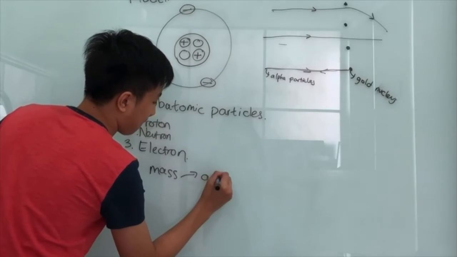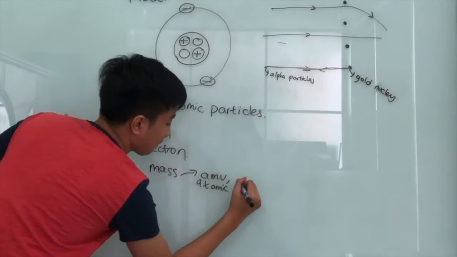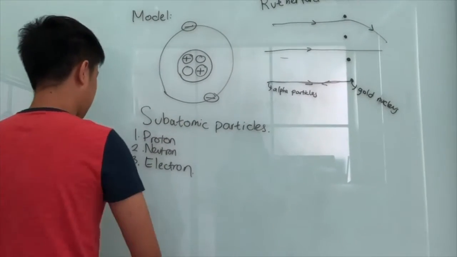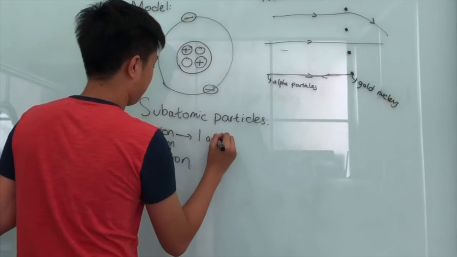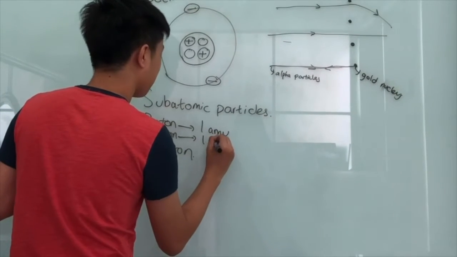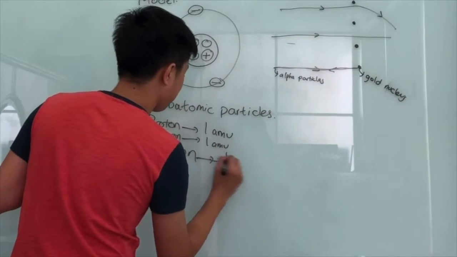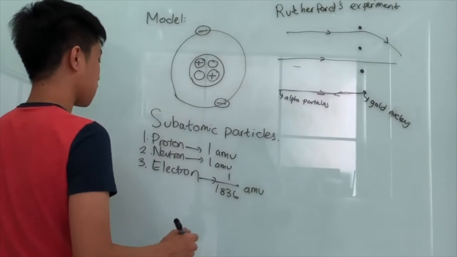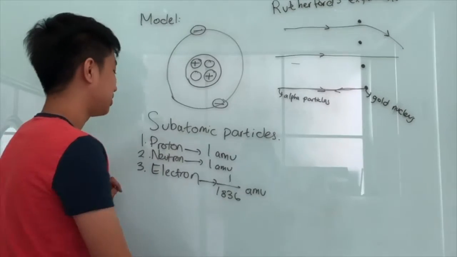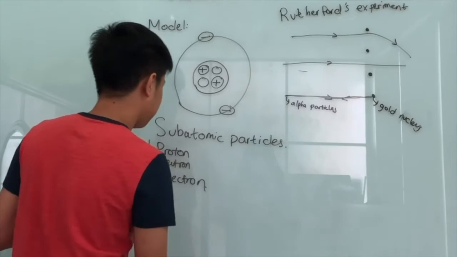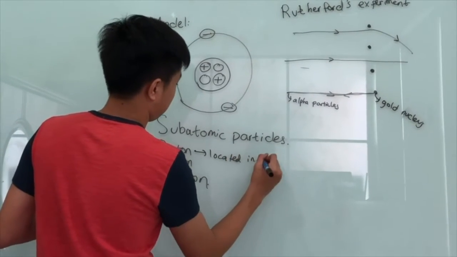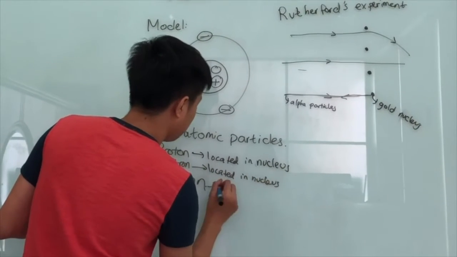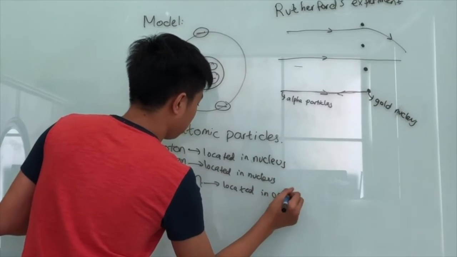The mass of these subatomic particles is measured in AMU, which is atomic mass unit. So the proton and neutron both have 1 AMU, while the electron has 1 per 1,836 AMU, which means that it's the smallest of the subatomic particles. As you can see in the diagram, the proton and the neutron are located in the nucleus, while the electron orbits outside of it.